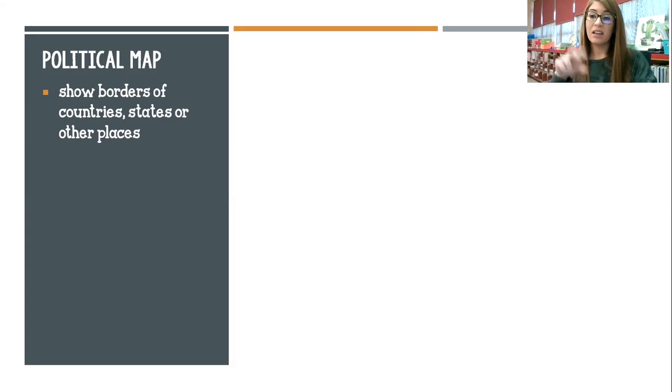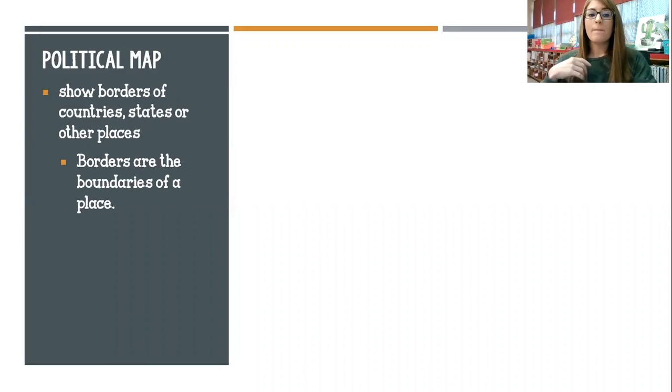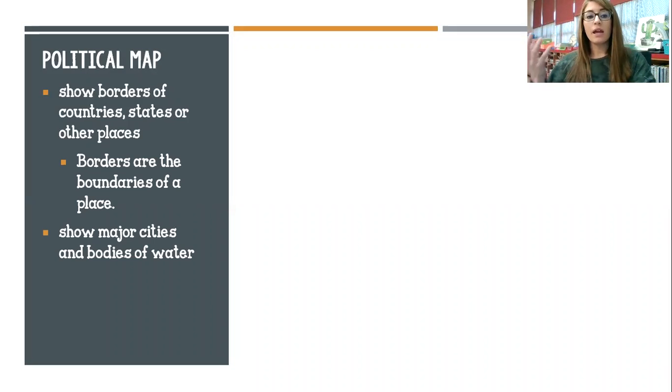Washington, D.C. is technically the District of Columbia, so it is a district within a state, so that would show borders around that as well. Borders are just the boundaries of places. We know that every state has its border, and that's how we know when we've gone from one state to the next. It also shows major cities and bodies of water, so lakes, rivers, oceans, stuff like that.